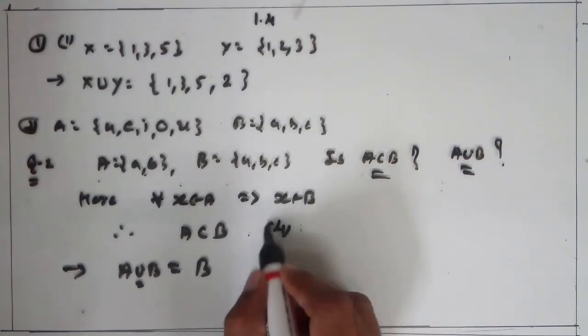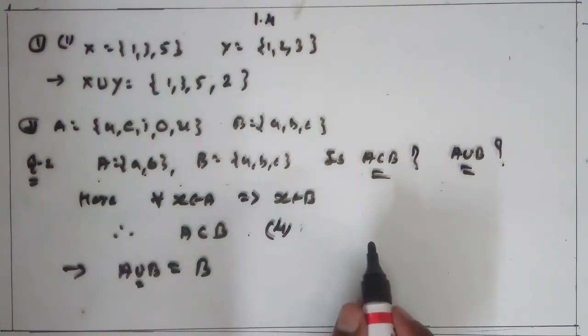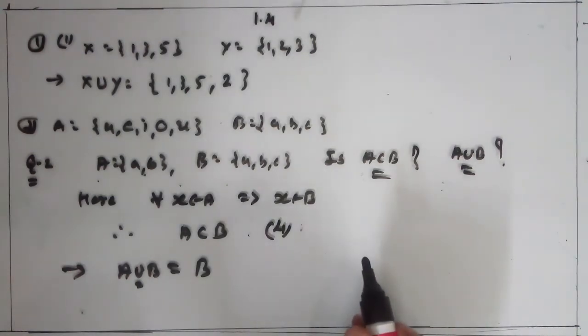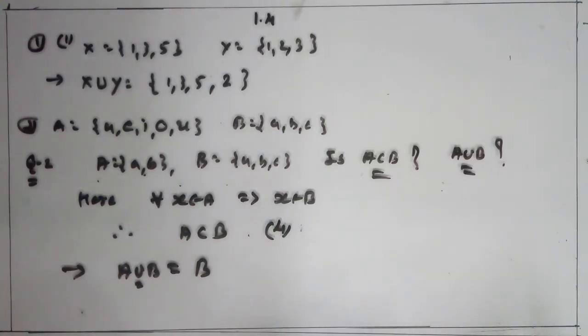Number 4. A is equal to {1, 2, 3, 4}. B is equal to {3, 4, 5, 6}. C is equal to {5, 6, 7, 8}. And D is equal to {7, 8, 9, 10}. Find A union B, A union C, B union C, A union B union C, A union B union D, B union C union D, and B union D. So easy question. I think you are able to solve question number 4 also.